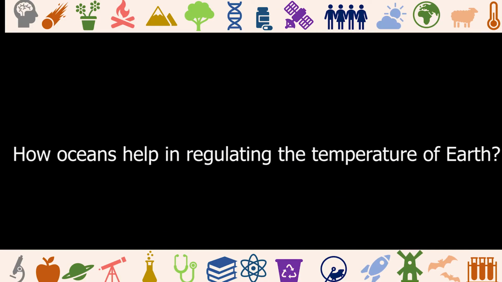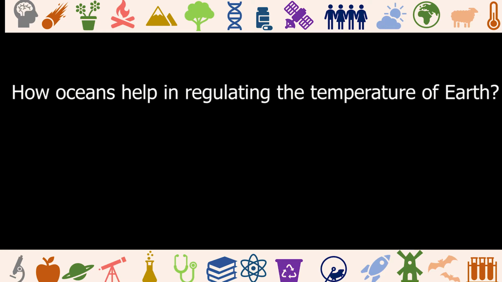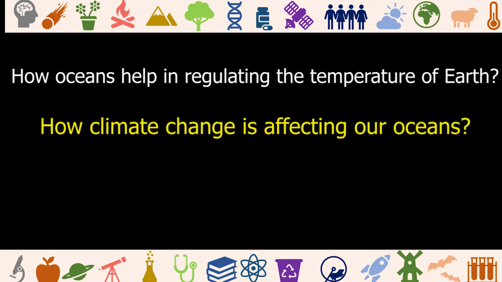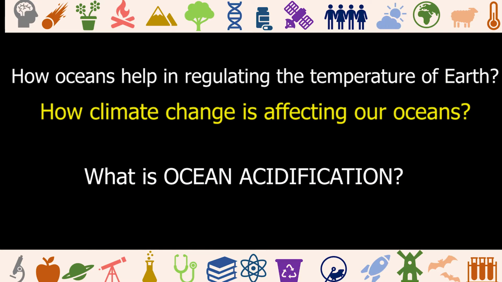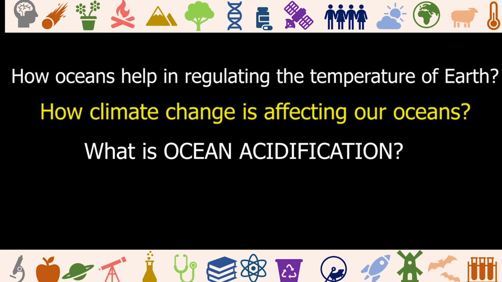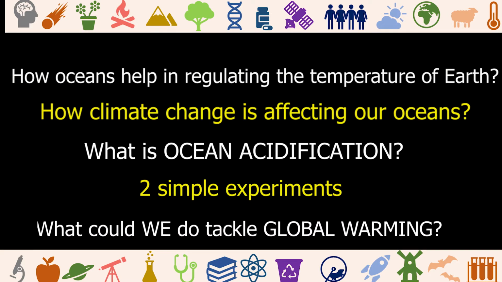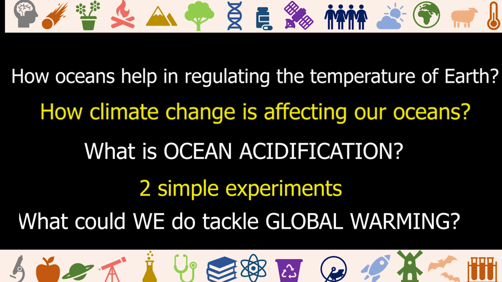In this video, we'll discuss how oceans help in regulating the temperature of Earth, how climate change is affecting our oceans, and what is ocean acidification. To explain these concepts, we'll be doing two simple experiments which you can easily do at your home. Towards the end of the video, we'll talk about the simple changes that we could make in our routine life that could help in tackling global warming.